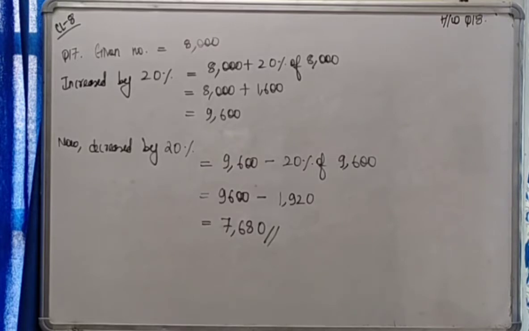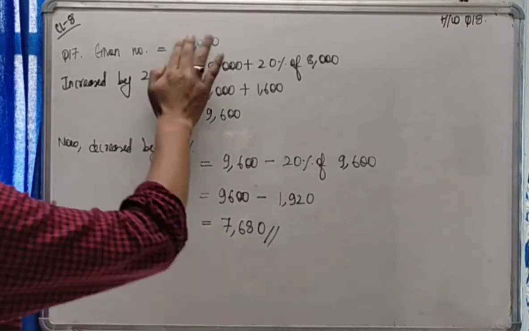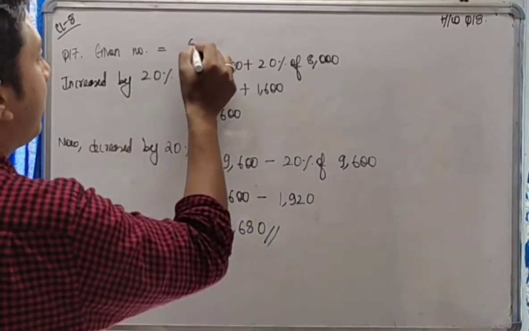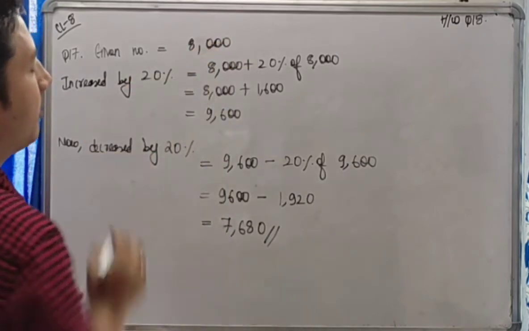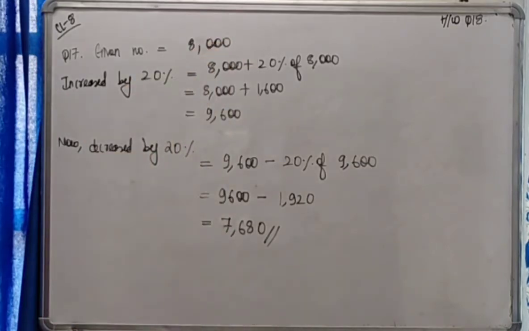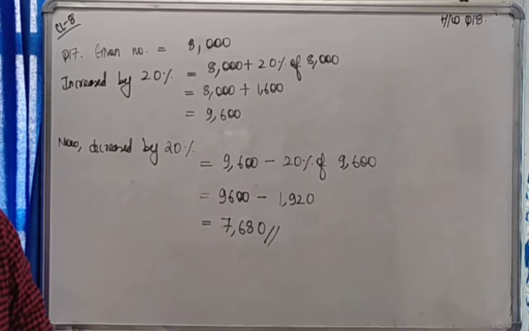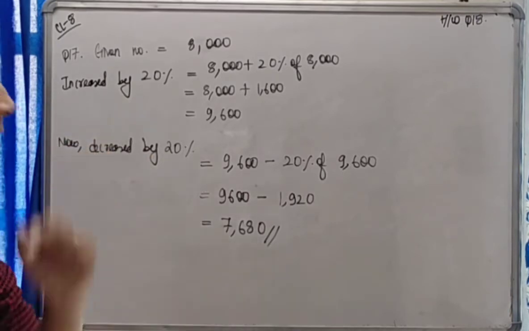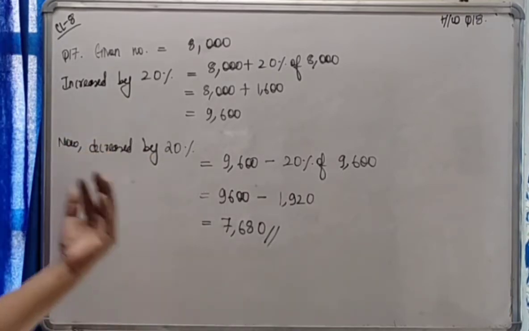17 and 18 are similar, so 18 will be homework, and 17 I am doing here. The question is very simple. There is a given number, 8,000. Now this 8,000 is increased by 20% and then later decreased by 20%. We need to find the resulting number.